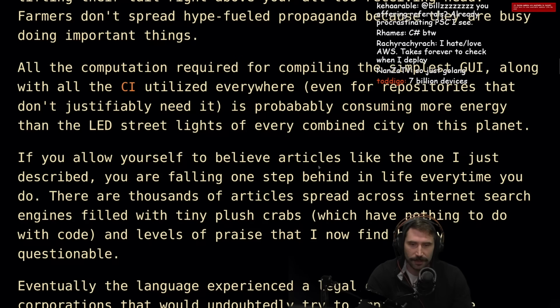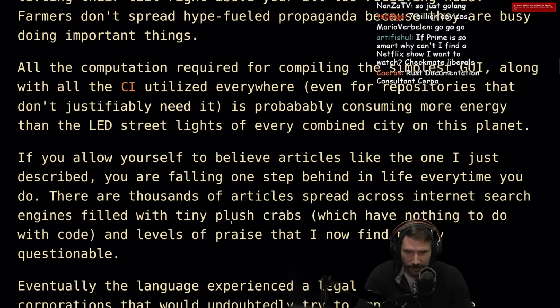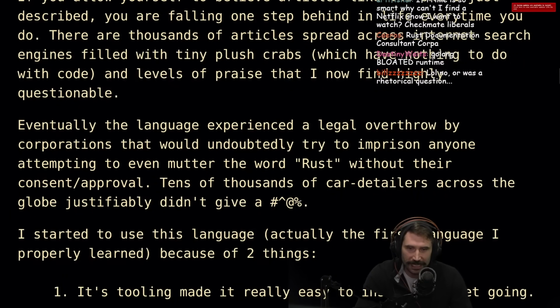If you allow yourself to believe articles like the one I just described, you are falling one step behind in life every time you do. There are thousands of articles spread across the internet, search engines filled with tiny plush crabs, which have nothing to do with code, and levels of praise that I now find highly questionable. Eventually, the language experienced a legal overthrow by corporations that would undoubtedly try to imprison anyone attempting to even mutter the word Rust without their consent/approval. Tens of thousands of car detailers across the globe justifiably didn't give a series of stuff.